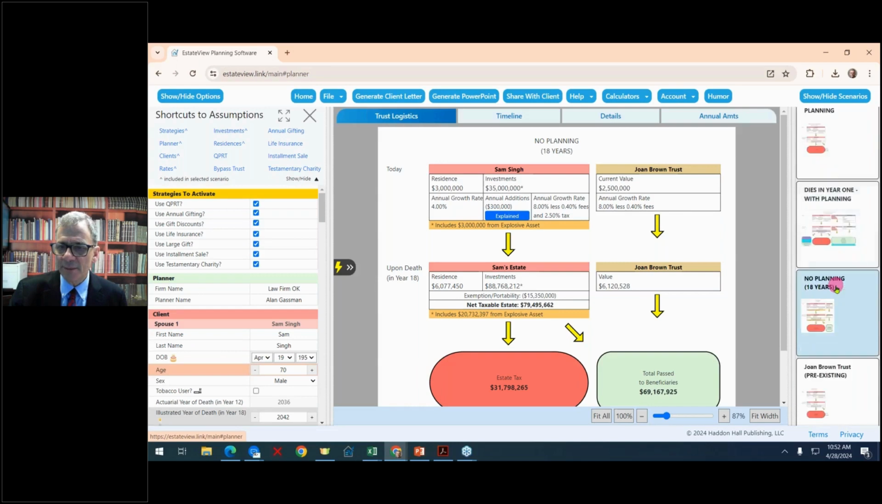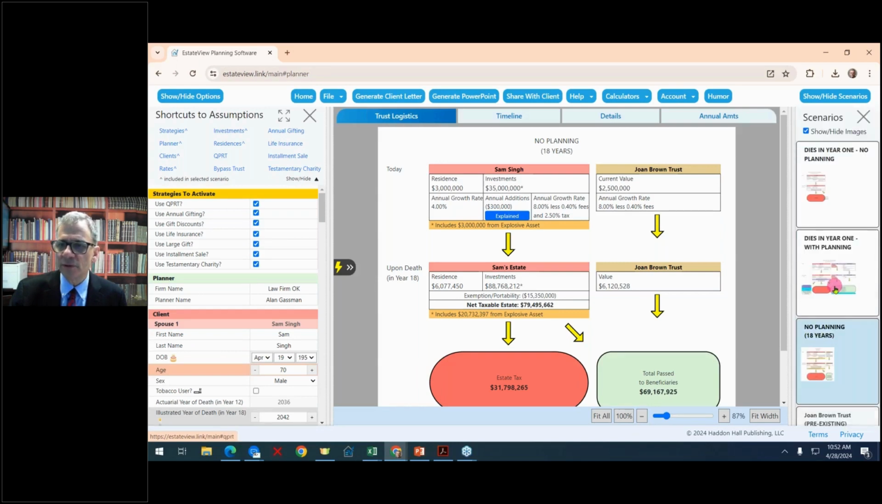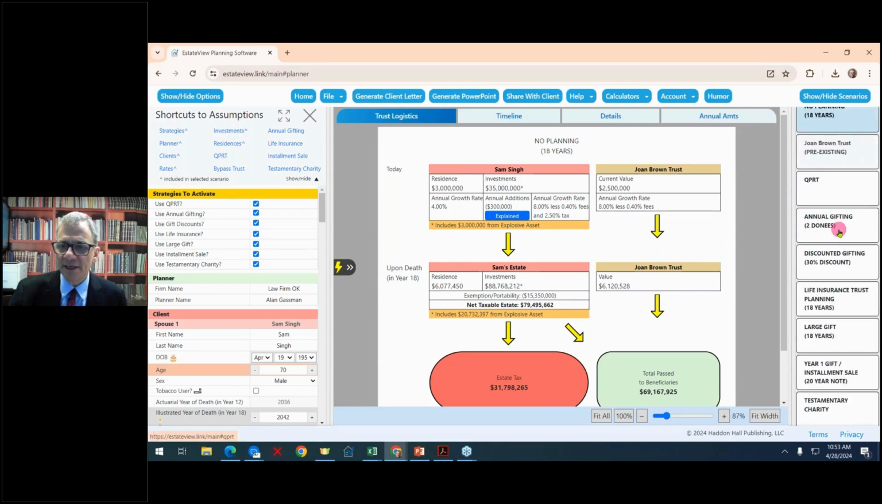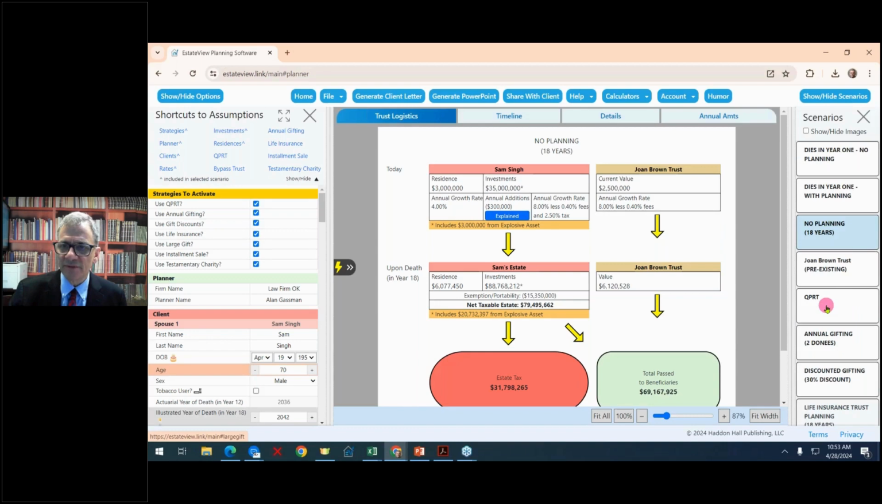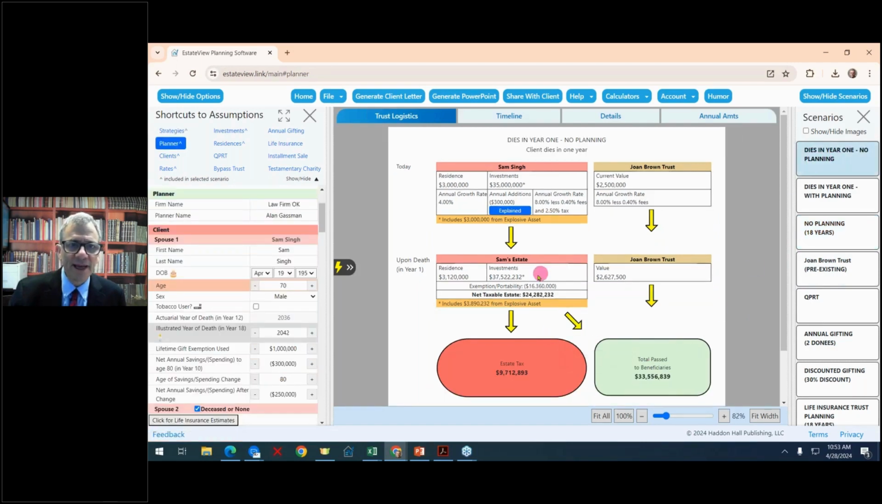By the way, these images that you see on the right-hand side, if you prefer just to have buttons, you click that check mark there, and now you just have a button for each of the different strategies. Not as fancy, and more concise. So if he dies this year with no planning, he's going to have a $9,700,000 estate tax. The trust left by his spouse is going to be worth $2.6 million, so his descendants are going to receive $33 million.